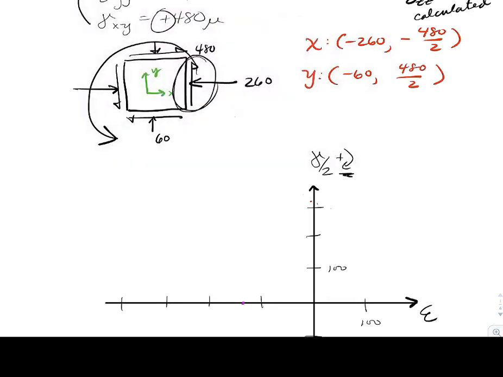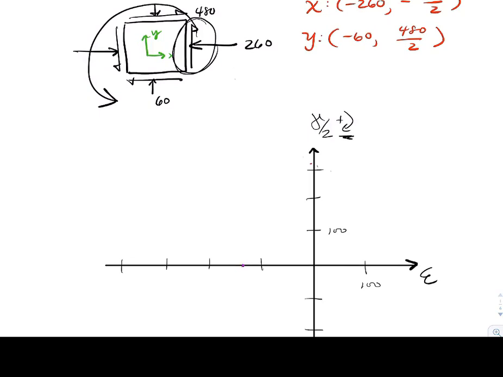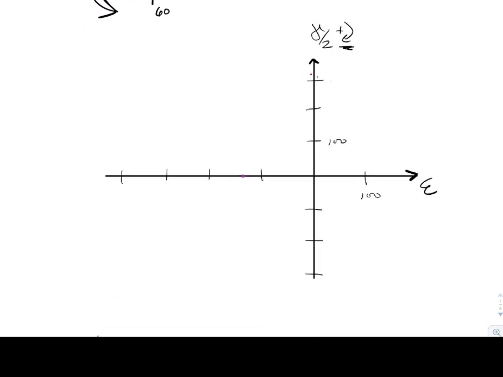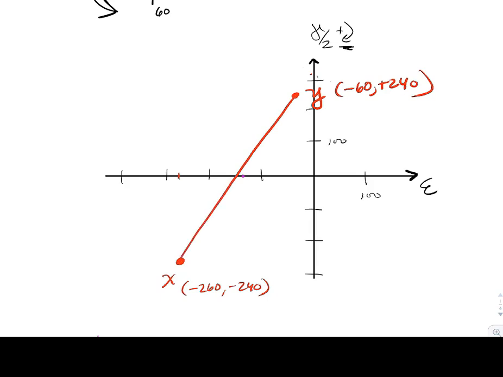So let's go ahead and plot those 2 points, and then we'll be off and running here. So the x point is going to be at minus 260, about right there, and minus 240, so somewhere right about down there. That'll be the x point. Go ahead and label it minus 260, minus 240. The y point is going to be at about minus 60, 240. So we'll go ahead and label that right there. That's the y point, minus 60, plus 240. Very nice. We're just going to connect those 2 points.